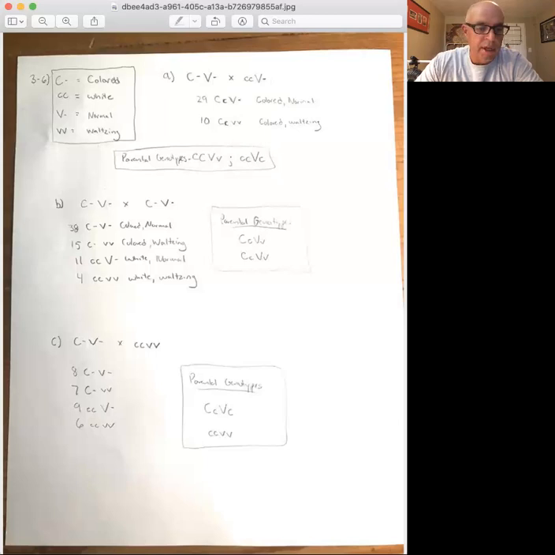Okay, so for B, you have a colored normal mice mated with a colored normal mice to produce 39 colored normal, 15 colored waltzing, 11 white normal, and 4 white waltzing. Okay, so here I just summarize it. Here are the genotypes: big C dash, big B dash, mating with big C dash, big B dash. So they have both of those phenotypes, but what you get in the result is all 4 of these phenotypic classes. You get colored normal, colored waltzing, white normal, white waltzing.